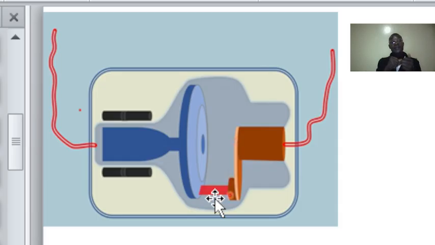Now, in our next lecture, we're going to discuss the electromagnetic spectrum. In the electromagnetic spectrum, we shall see how to classify the members of the electromagnetic spectrum.